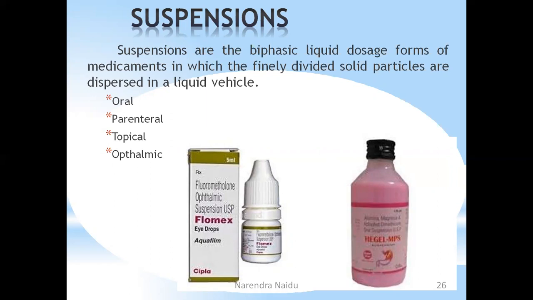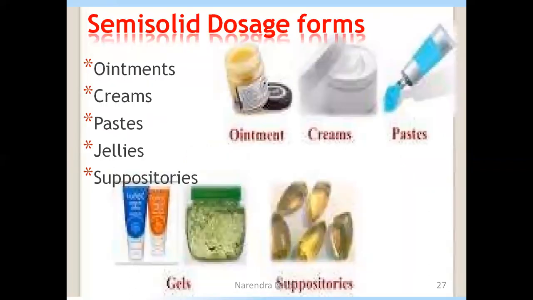And these are again four types: oral, parenteral, topical, and ophthalmic. When they are taken by the oral route, they are called oral suspensions. When given through the parenteral route, they are called parenteral suspensions. When given through the topical route, they are called topical suspensions. When given through the ophthalmic route, they are called ophthalmic suspensions.